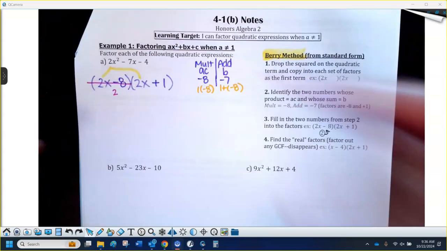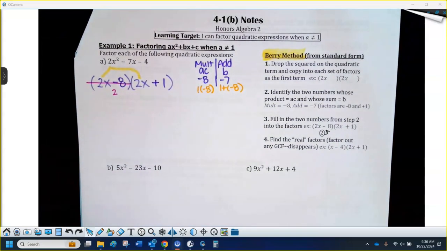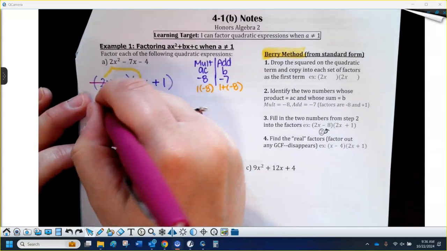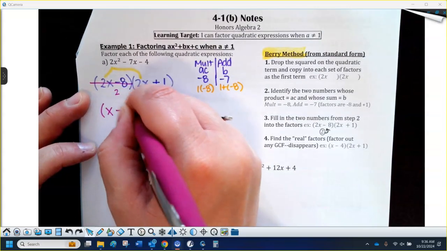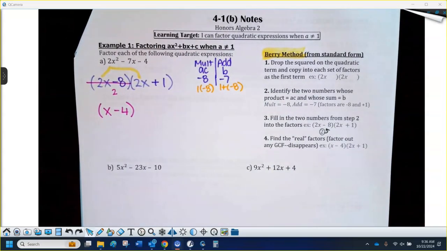Okay, now, you do not pull that 2 out in front or anything like that. It's literally just like reducing a fraction. You're just going to divide both of those by 2. The real factor in our answer would just be a plain x minus 4. That would be a real answer.